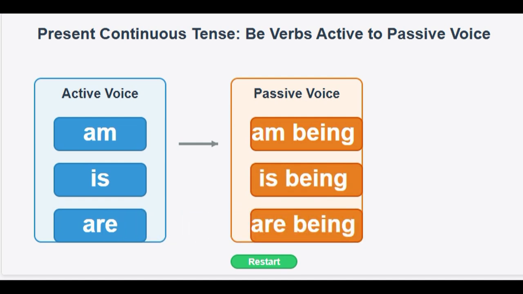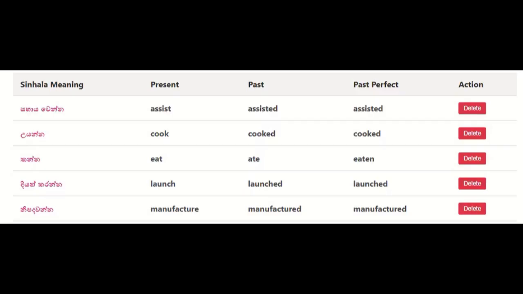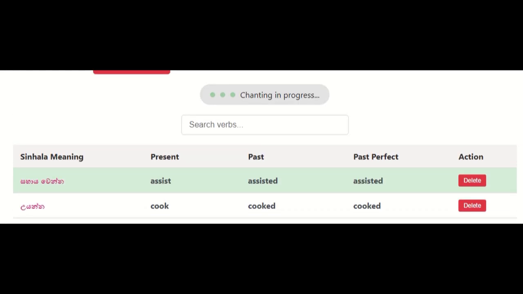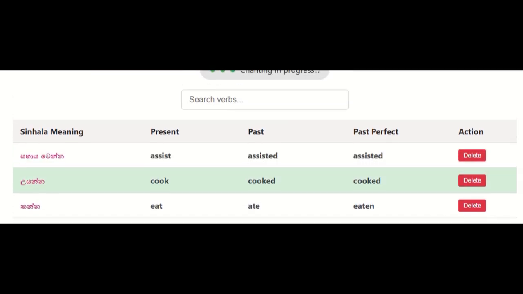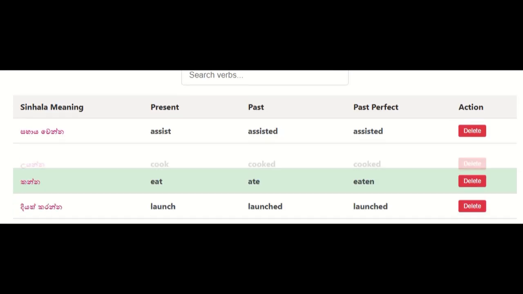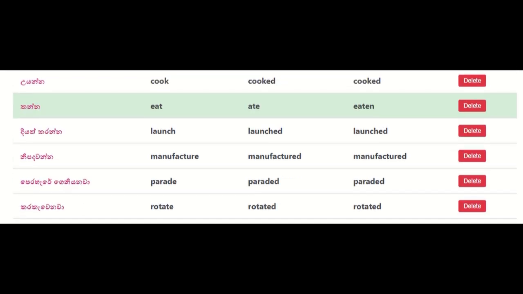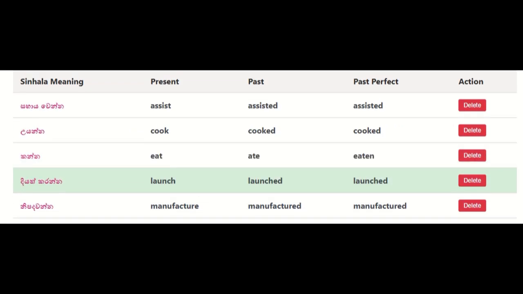Then you have to know the past participle form of every verb. You can learn irregular verbs from my website. Assist, assisted, assisted. Cook, cooked, cooked. Eat, ate, eaten. Launch, launched, launched.